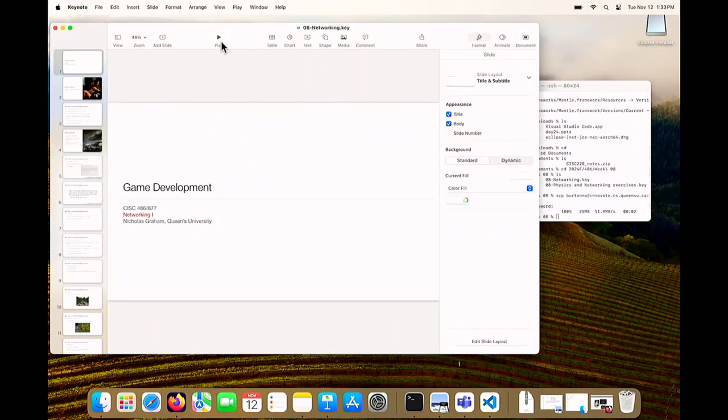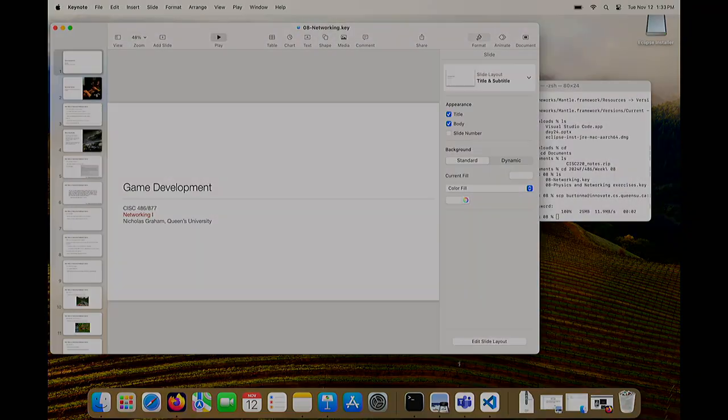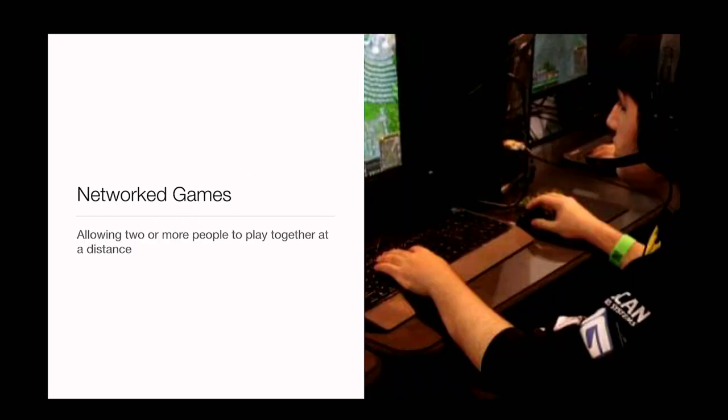All right, so creating a multiplayer game where people are on the same computer is not terribly interesting. Basically, you read two or more controllers, and it's a regular game. When the players are connected via a network, it becomes a lot more interesting and a lot more difficult to do as well. A network game allows two or more people to play together at a distance.